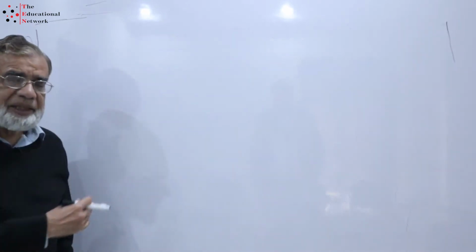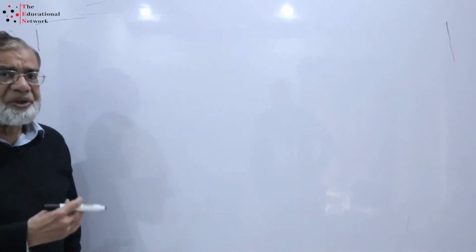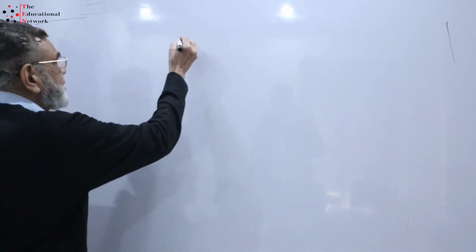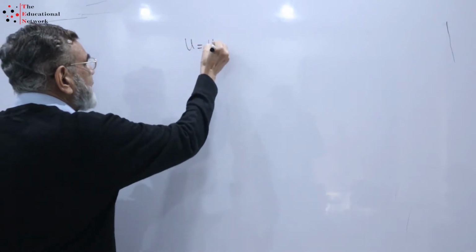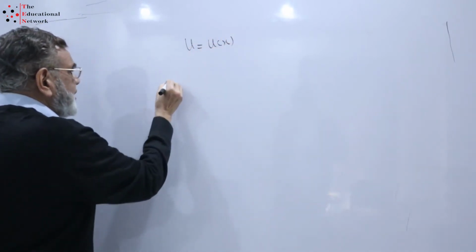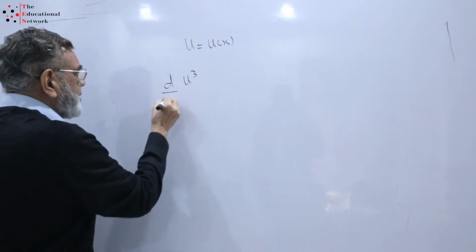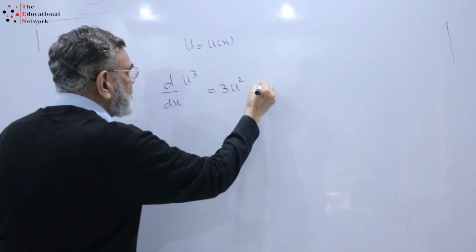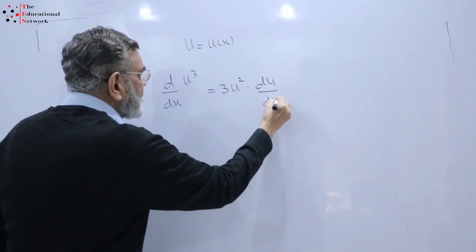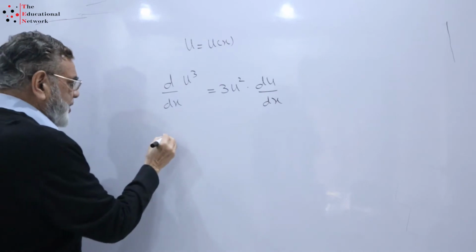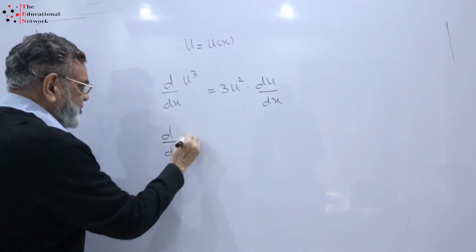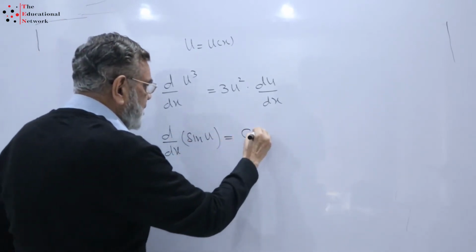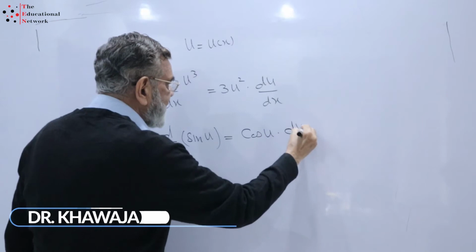As in my last examples, you have seen that we are using derivatives, and you must know the formula for the derivative. Very simply, we take u as a function of x. If I want to find the derivative of u to power 3, I get d by dx of u cubed equal to 3u square into du by dx. So this is the chain rule we are going to apply. For example, d by dx of sine u gives cosine u into du by dx.